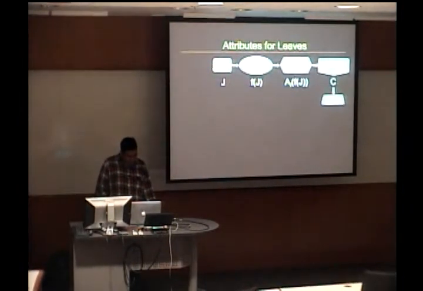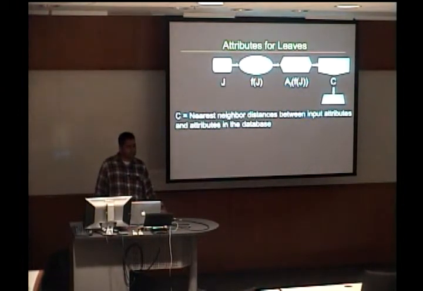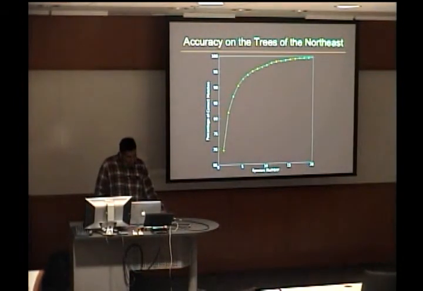And so now, at runtime, what we do is we have a new image. We extract the low-level features, extract the attributes, and then we have this composition function. What we do here is we just look at a nearest neighbor distance between the input attributes and the attributes in the database, and we just rank them in order of that. And so when you do this on our data set, this is what you get.